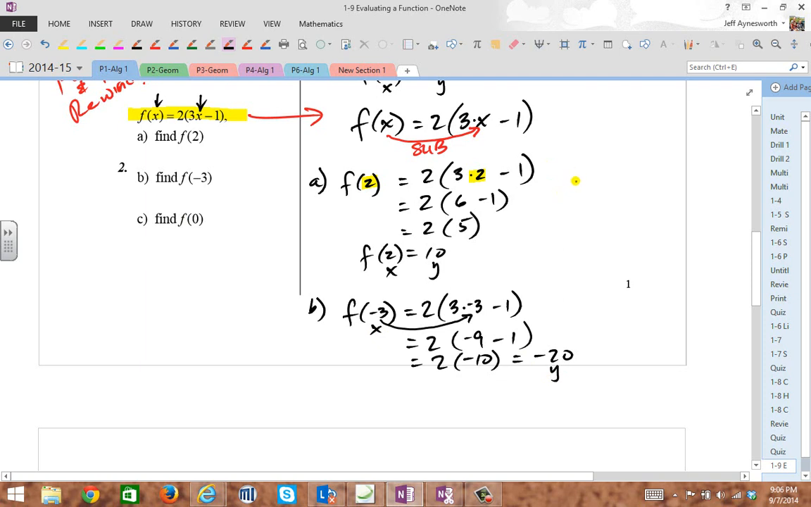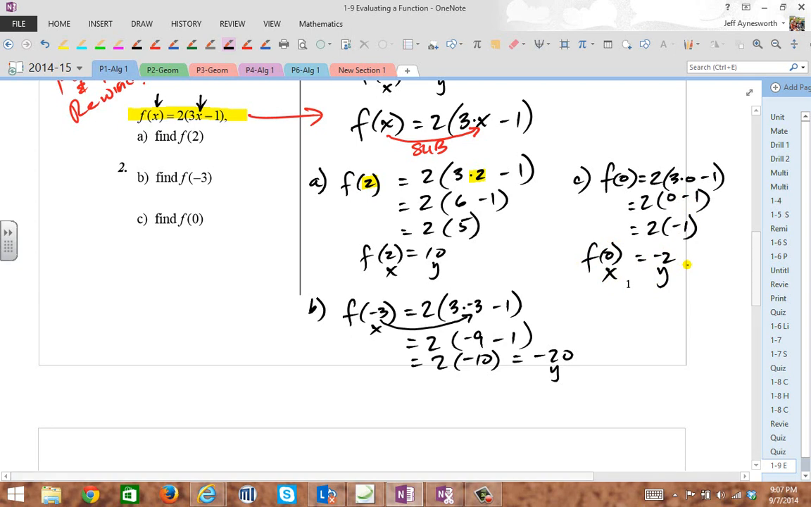Last one, f of 0. So what does that look like? Well, I love zeros, man, because 0 times anything is itself. So here we have 2 times 3 times 0 minus 1, which is 2 times 0 minus 1. What is that? 2 times negative 1, because 0 minus 1 is negative 1, right? And that gives me negative 2. So when x is 0, y is negative 2.